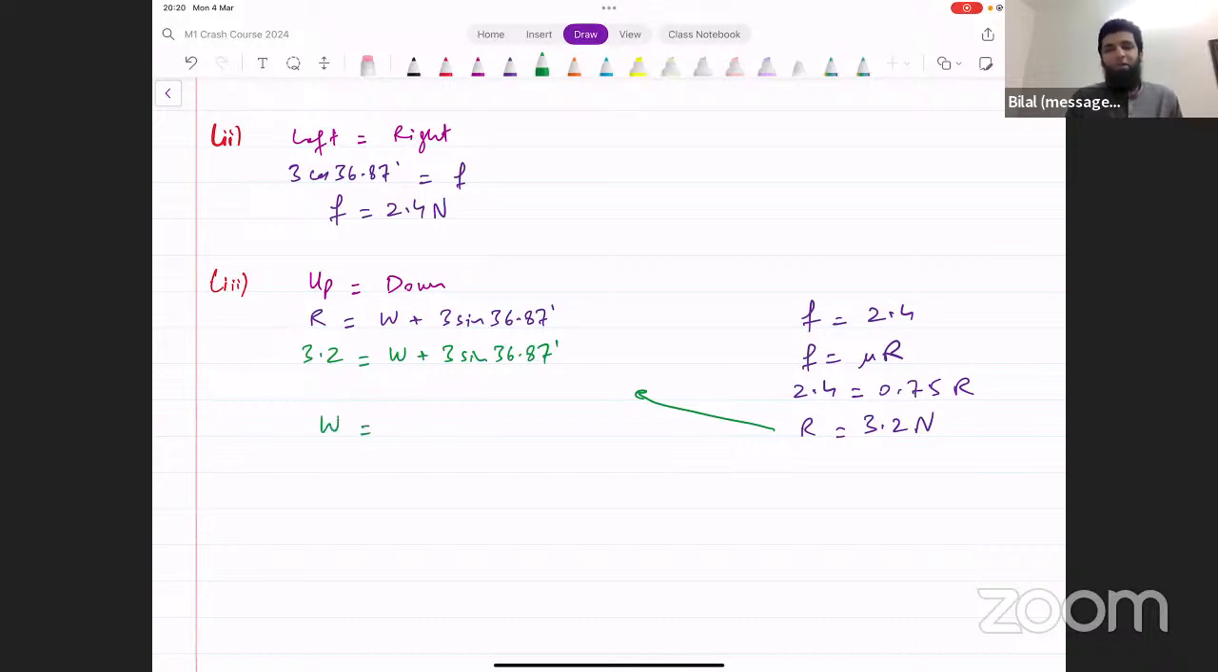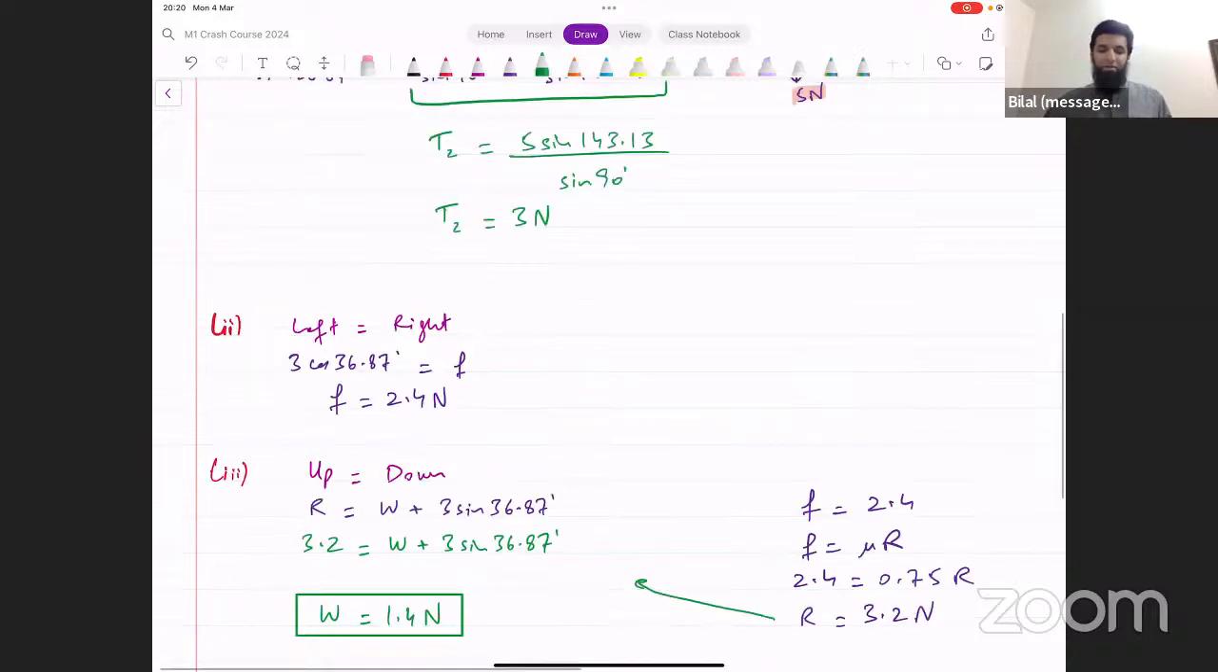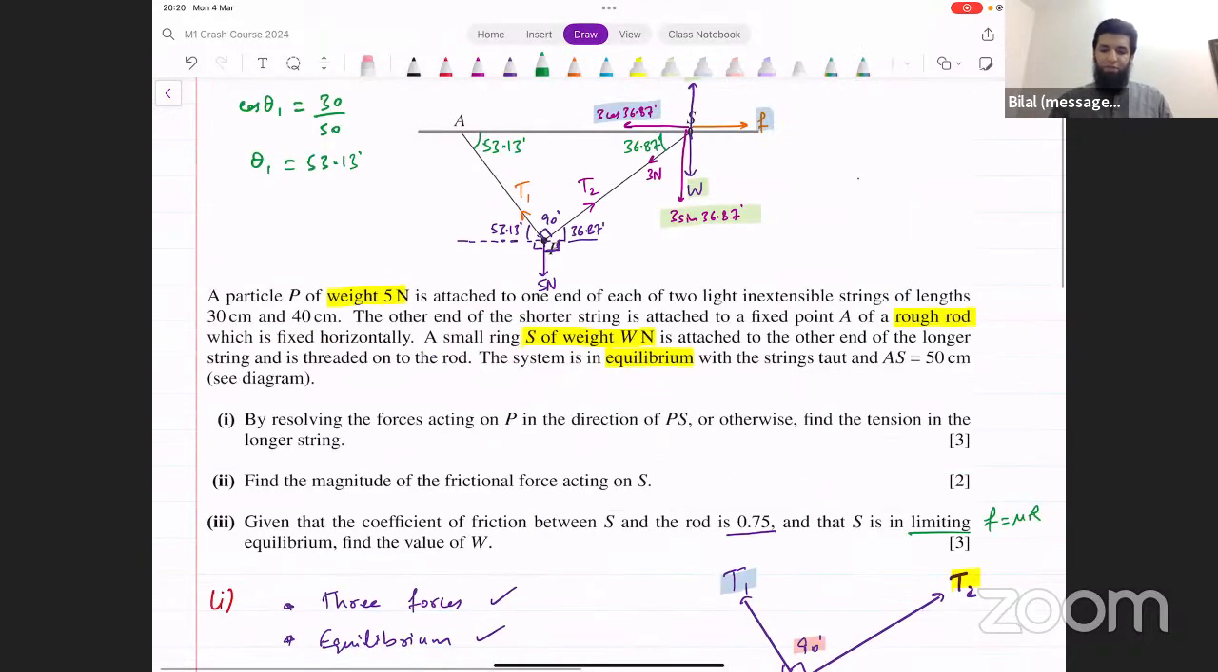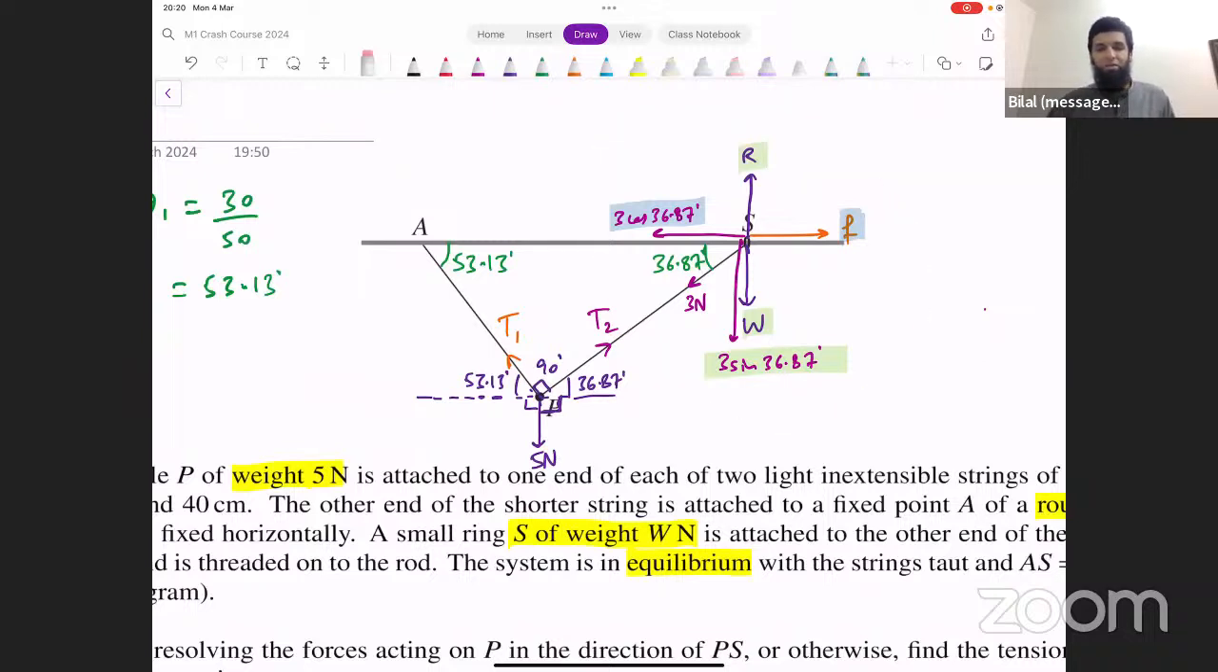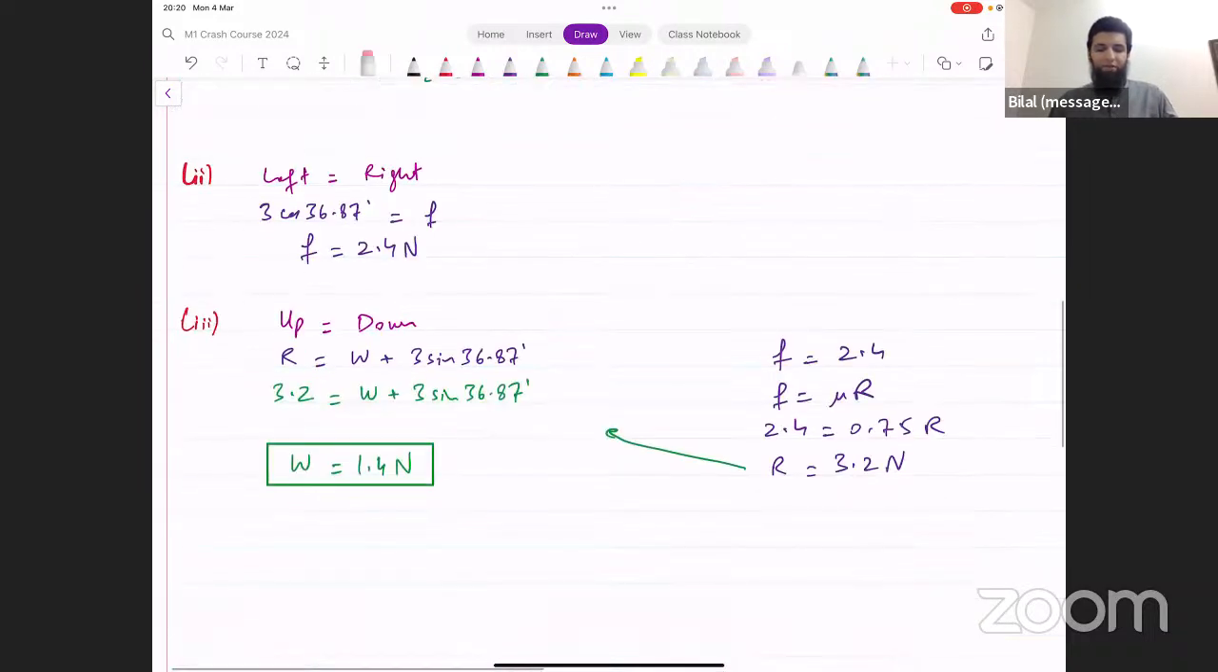All right, what do we get? 1.4. Again, is that exact? 1.399. Okay, so 1.4 Newton, that's the value of W that we were looking for. So all we did in the second and third parts was equate the opposite forces. We represented all the forces acting at the point S, and we used F equals mu R because in the last part we had limiting equilibrium, and that gave us the value of the friction, reaction, and also the value of W.